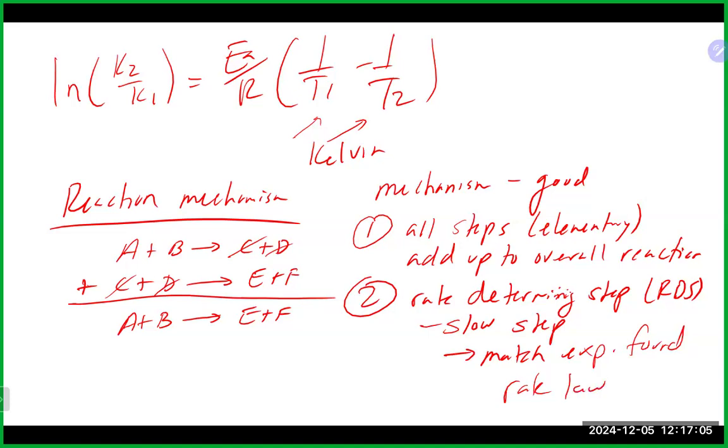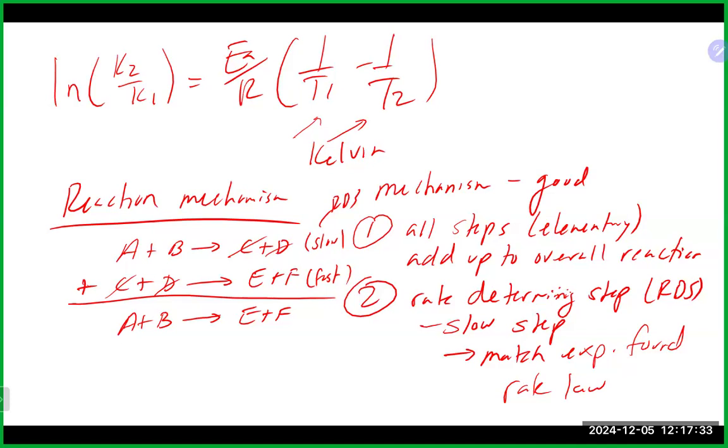So if you remember, we had a number of problems where we were trying to decide whether or not a mechanism is good or bad. And these are really the two things that you want to figure out. Remember that when you're looking at a mechanism, it may be labeled slow or it may be labeled fast. And the slow step is always the rate determining step.